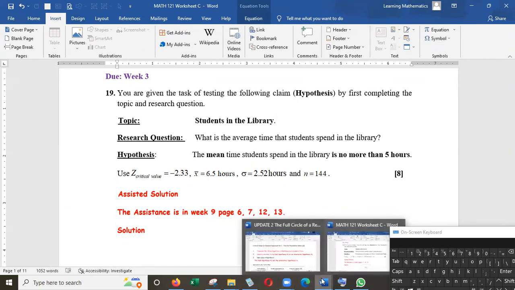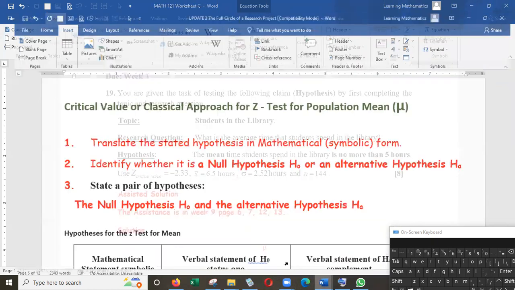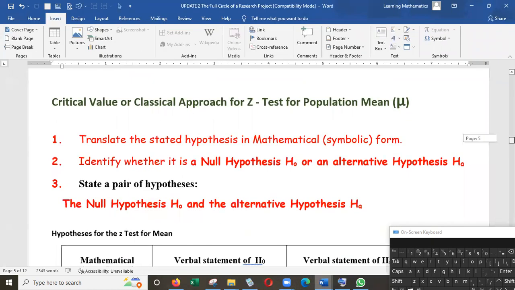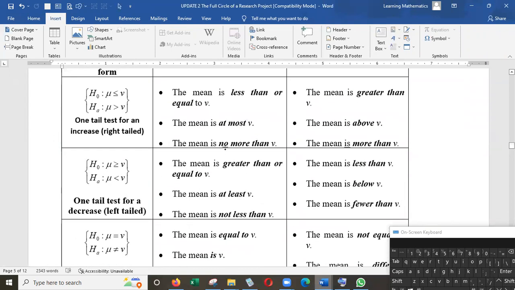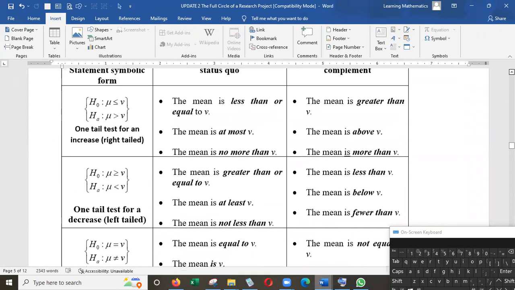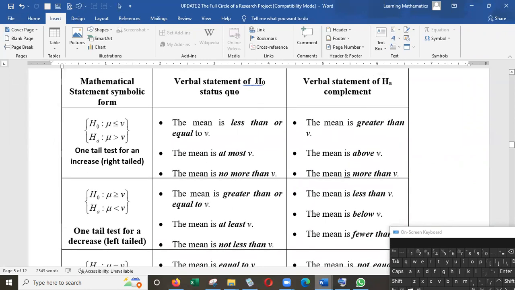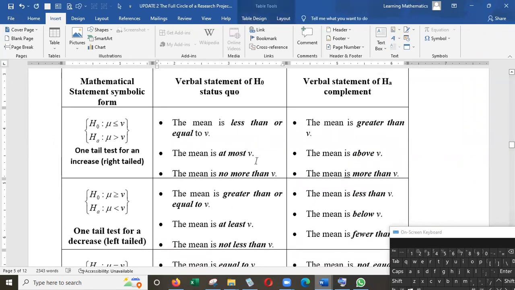The symbol for no more than, we can resort to the table to look for the symbol for no more than. Where is no more than? Look, no more than is right there. So no more than is an H0 symbol, all right, because it comes under the heading of H0, and the symbol for it is the less than or equal to. So the H0, here it is, the mean is no more than whatever value you are talking about. In that case, I think it's 5.